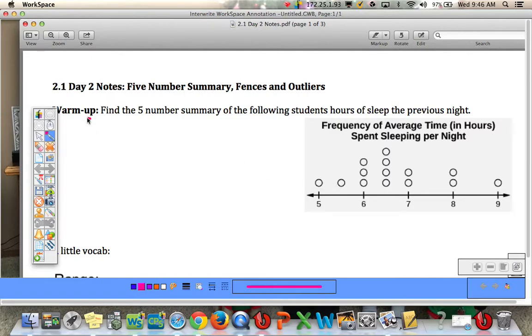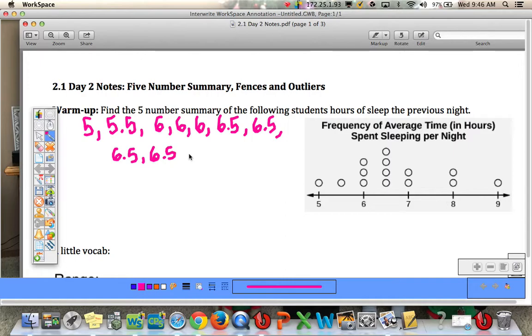So we have a 5, a 5.5, 3 6s, 4 6.5s, 2 7s, 2 8s, and a 9. Okay, so the 5-number summary, min, pretty easy, 5. Median, we'll calculate. Maximum, 9.